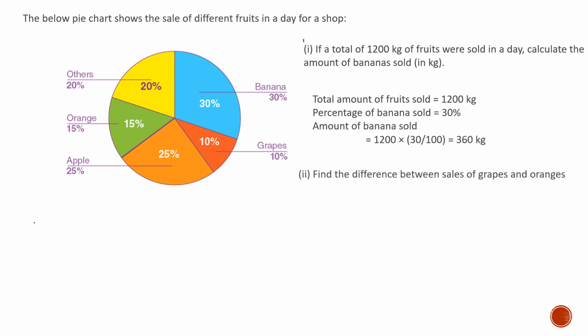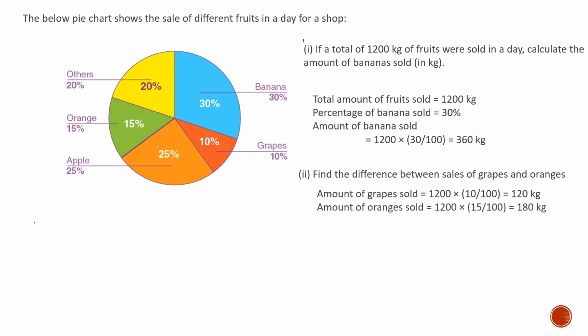Second question. Find the difference between sales of grapes and oranges. So we have to find what is the amount of grapes sold and what is the amount of oranges sold. Here total fruits sold is 1200 kilograms only. Now grapes corresponding value is 10%. So 10% of 1200. So amount of grapes sold will be 10 divided by 100 into 1200 is 120 kg.